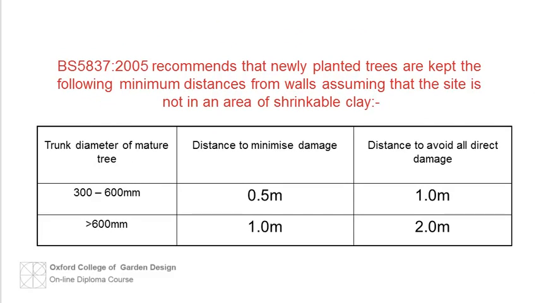If its roots or branches are close enough, a tree's movement in a gale can crack footings as the roots move, or push the wall over if the branches come in contact with the top of the wall. The table on the screen shows the British Standard recommended minimum distances when planting a new tree adjacent to an existing or proposed wall.